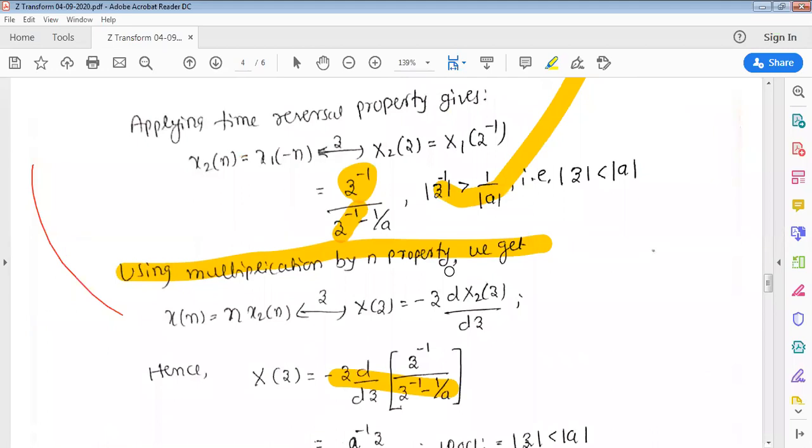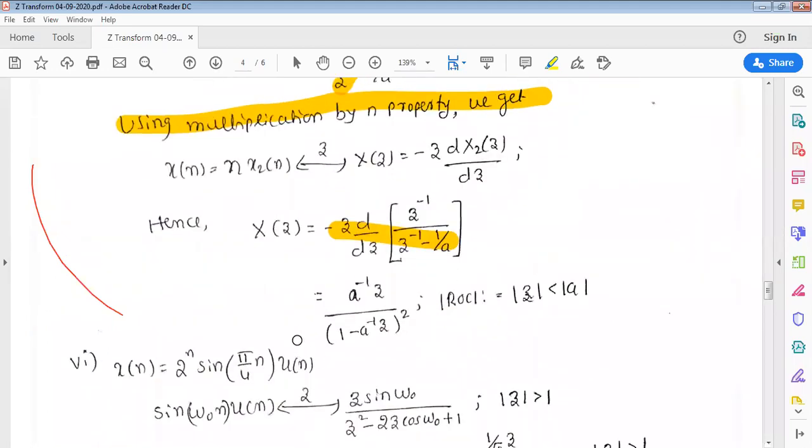No, sir. Okay. Once you understood this, I'll simply take the derivative: first function into derivative of second one minus second one into derivative of first one, divided by denominator square. This differentiation yields the x of z. Now, what is the ROC? ROC is mod z less than mod a. That's the difference between the previous problem and this one. So this should be your ROC.